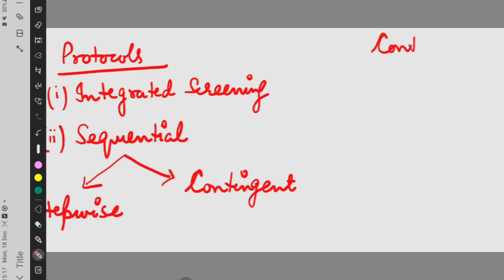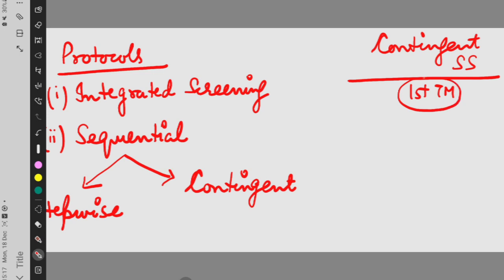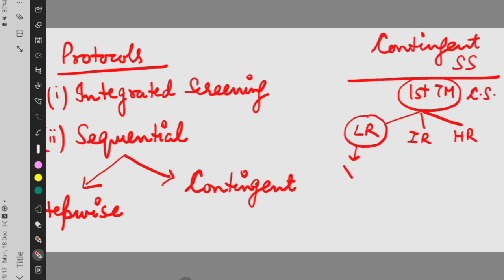So, contingent sequential screening is done like this. We get first trimester screening done for all patients, that is combined screening. It can be either low risk, intermediate risk or high risk. Now most of our patients come in the low risk category. So these patients need not do a second trimester screening. They can directly go for level 2 ultrasound and then do accordingly.